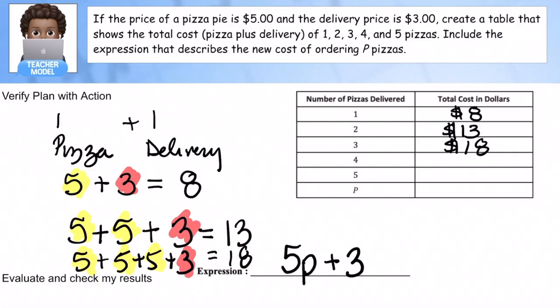We have our expression. I can use that to figure out the cost now for all the others. If I bought 4 pizzas, let's say, it'll be 5 times 4 plus 3. Using order of operations, that'll be 20 plus 3, 23. If I bought 5 pizzas, that would be 5 times 5, which is 25, plus 3, which gives us 28. If I bought any amount of pizza, it would be 5 times that amount of pizza, plus 3. So let's hit pause so we can jot this down into our notes.